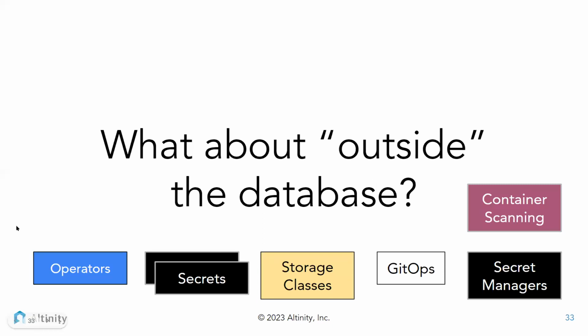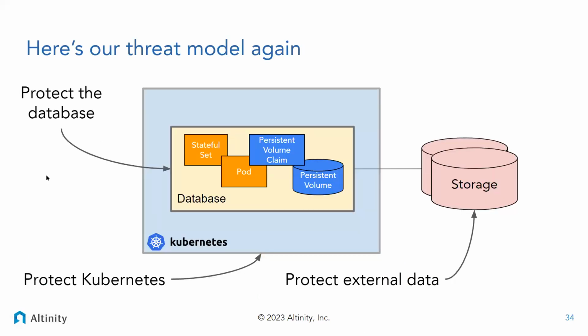So we're approaching the end of the security talk, because we've really focused on the most complicated part of this, which is understanding how to protect the database. We've seen a number of ways to do this, which are all kind of common sense and layer on top of each other. But now we need to look outside the database. And here's the threat model again. So we're protecting the database. We've just spent about 20 plus slides doing that. Now what we want to think about is, let's protect Kubernetes followed by external data.